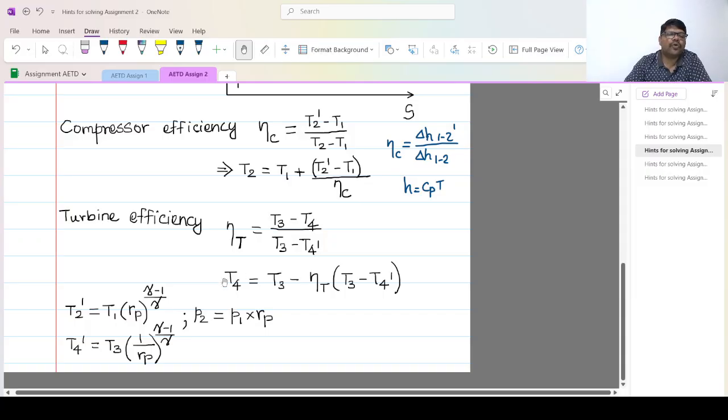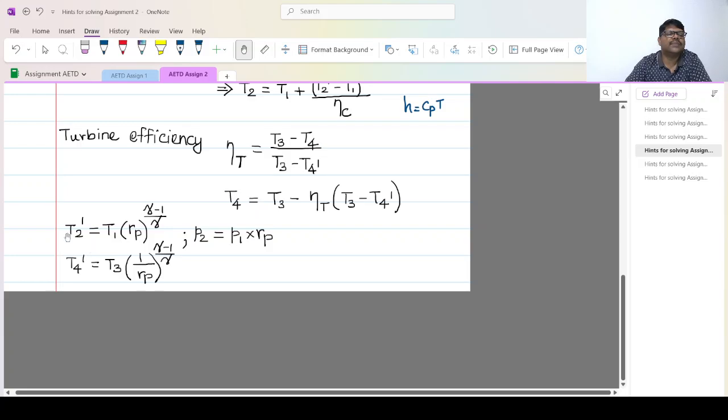Let us look at the equation for T4, right hand side. There are three terms again: T3, eta T, and T4 dash. Out of these three terms, T3 is given, eta T is also given, the unknown is T4 dash. So here we need T4 dash. How are we going to find out this T4 dash or T2 dash? I have given the expressions for T2 dash and T4 dash here. So how do we get these expressions?